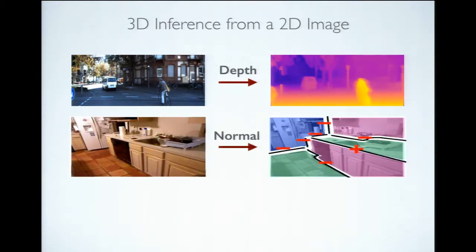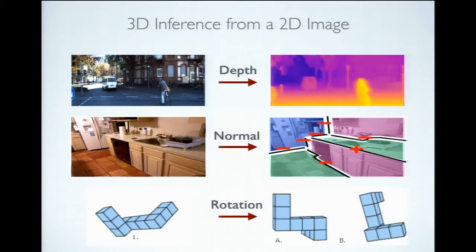We can also infer the surface normals from a single image, like knowing in this case the floor tiles are facing up, the fridge is facing towards the camera, and the cabinet is facing perpendicular to the ground. Or we can even do mental rotation, associating images of objects located in different degrees.